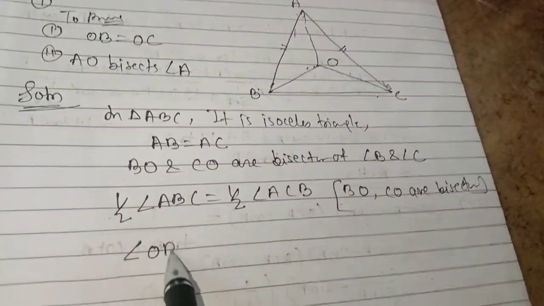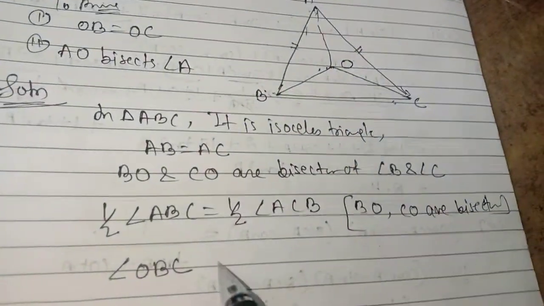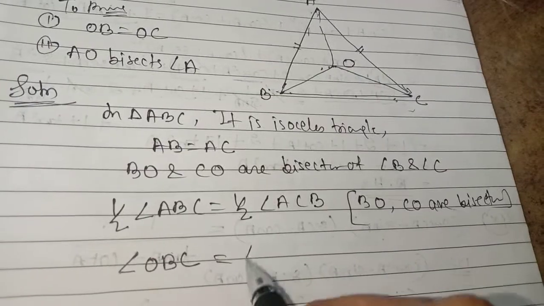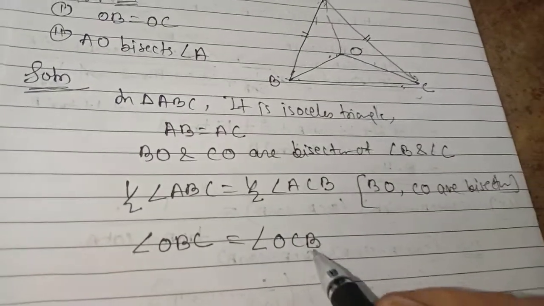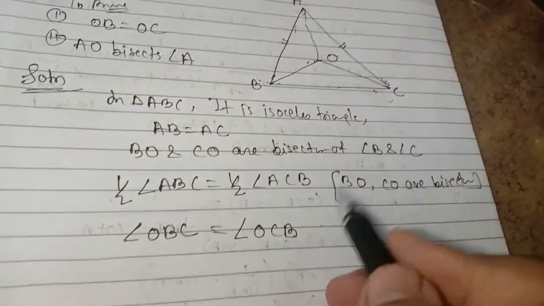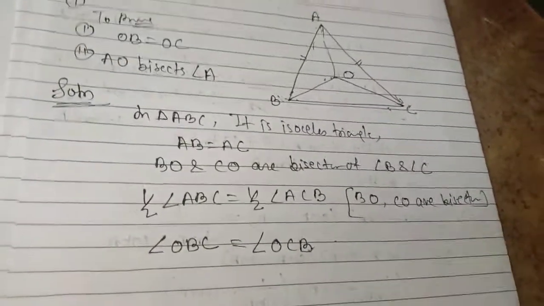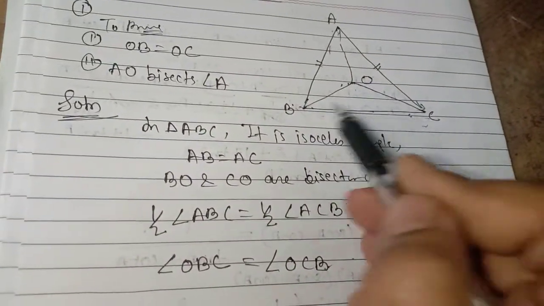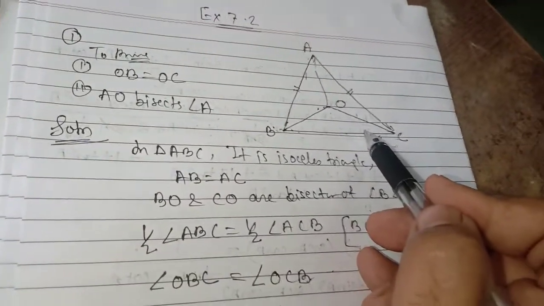So half angle ABC means what? Angle OBC. OBC is half of angle ABC, that we know, that is equal to OCB, which is half of angle ACB, so it is angle OCB. Clear? Or you can write BCO anyway. So this is what we proved on the basis of the bisector. We just did a theorem, that if angles are equal, their opposite sides are also equal. Okay, theorem 7.3.